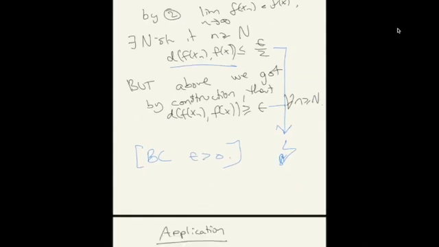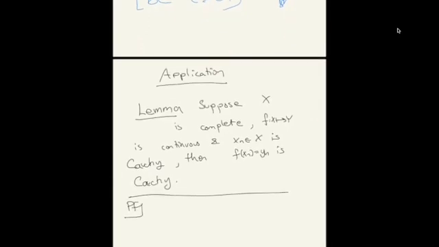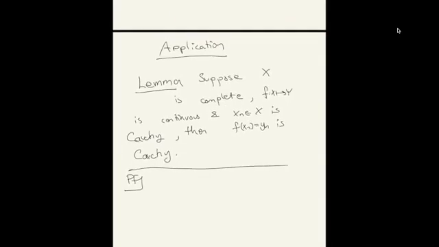Now, for any statement that you have, you should have some sort of application, either a practical one or a theoretical one. So here is a small application of this theorem and how to use it in practice. Suppose X is complete. F is a continuous function. If we have a Cauchy sequence in X, then the image sequence is also Cauchy. So Cauchy sequences are mapped to Cauchy sequences under continuous maps as long as the domain is complete.